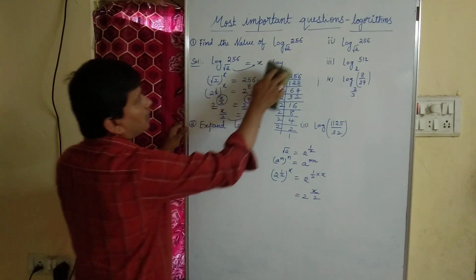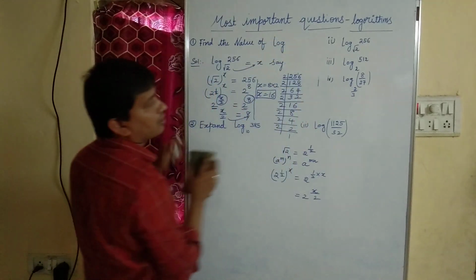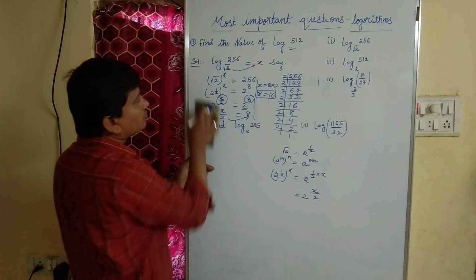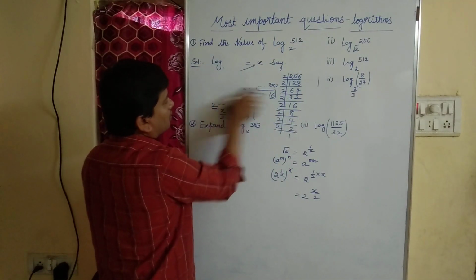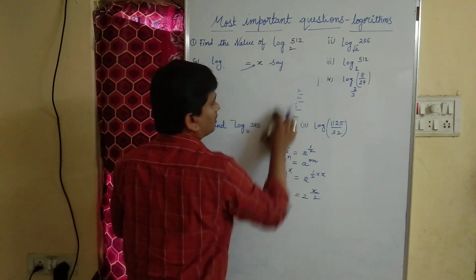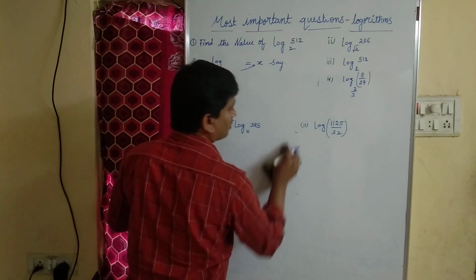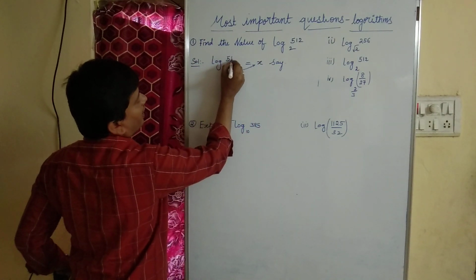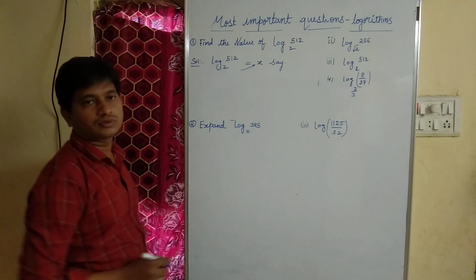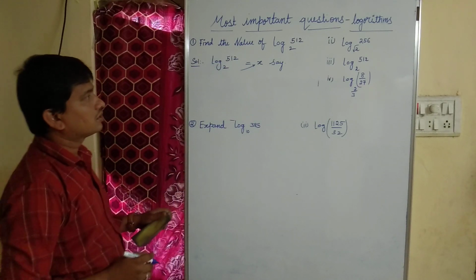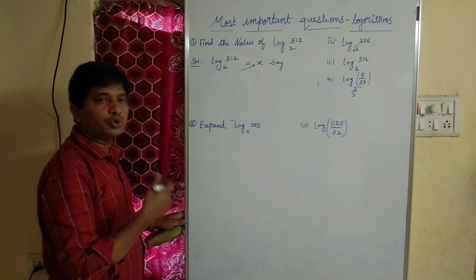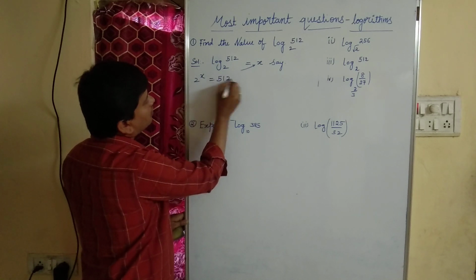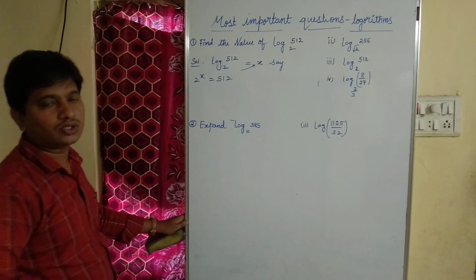Now coming to third question. Our third question is find log 512 to the base 2. 512, right? Third question is log 512 to the base 2. Okay, similar method. Which is in logarithmic form, convert into exponential form, that is 2 power x equal to 512. 2 power x is equal to 512.